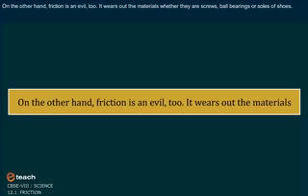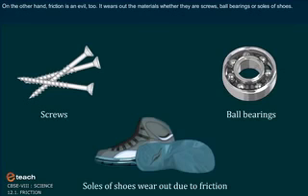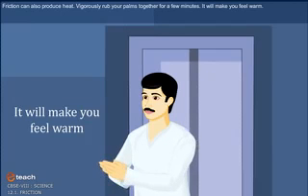On the other hand, friction is an evil too. It wears out the materials, whether they are screws, ball bearings, or soles of shoes. Friction can also produce heat. Vigorously rub your palms together for a few minutes. It will make you feel warm.